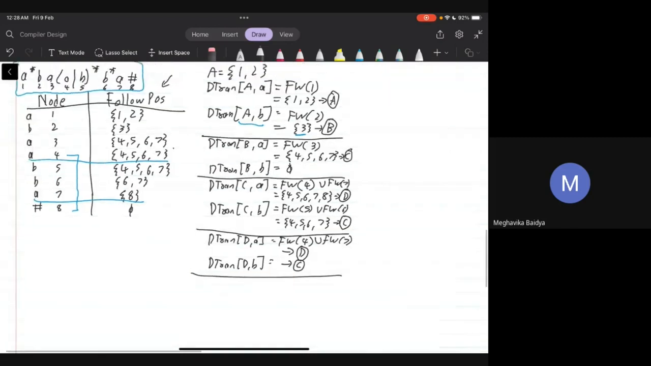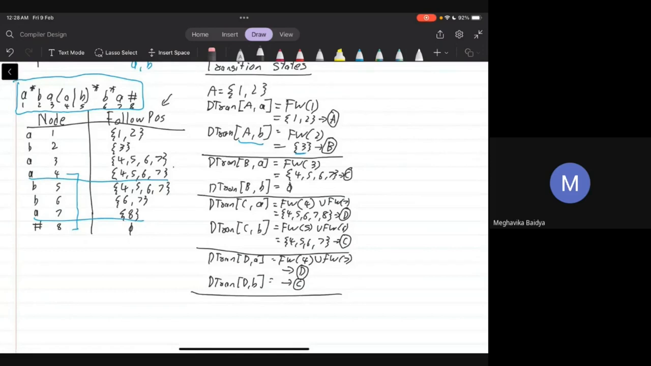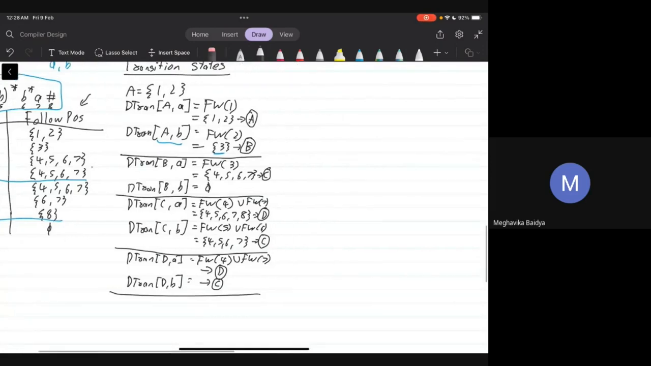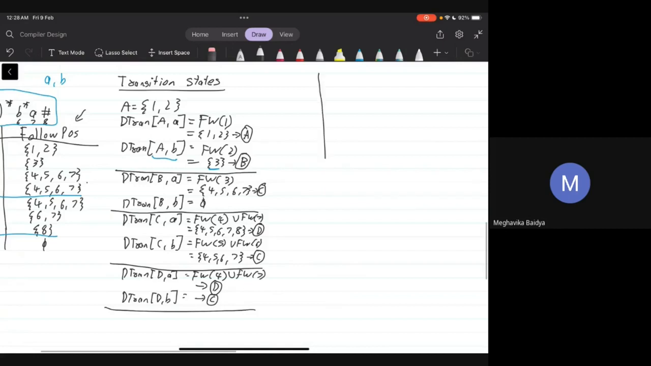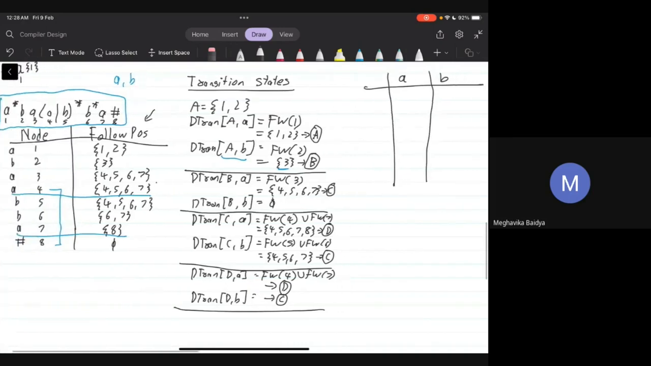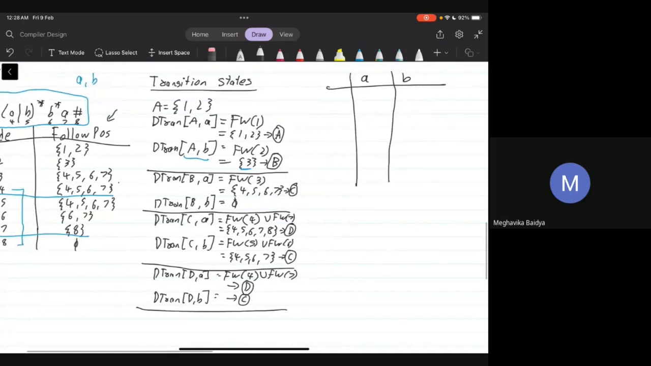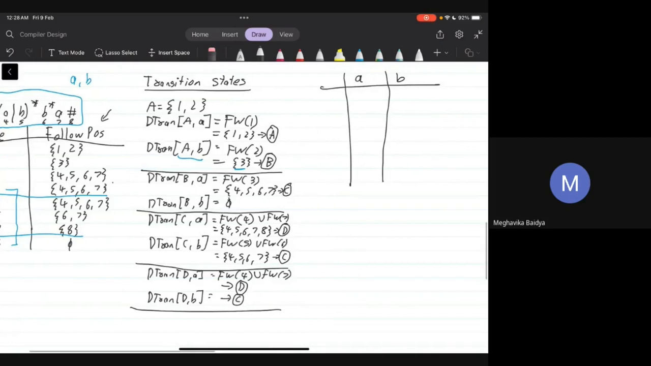Now you just write the transition table for this. How you do this is write a table. You write the transitions here, and you write the input symbols here, A and B. A and B are the input symbols, and you write all the states that we got: A, B, C, D. Right?